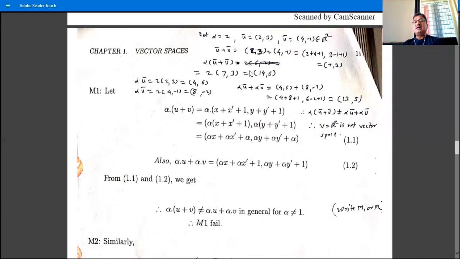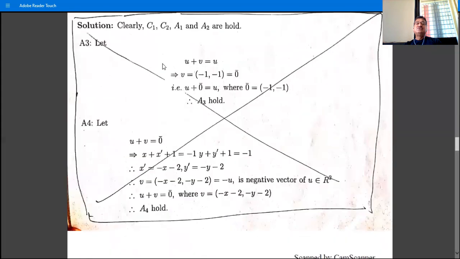So this, alpha(u bar plus v bar), is (14, 6), and this, alpha u bar plus alpha v bar, is (13, 5). So alpha(u bar plus v bar) is not equal to alpha u bar plus alpha v bar. Therefore property M1 fails, and therefore V equal to R2 is not a vector space under these two operations.